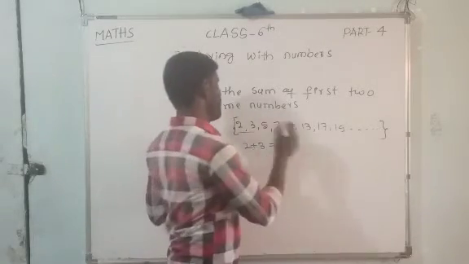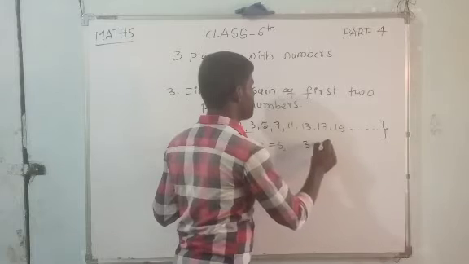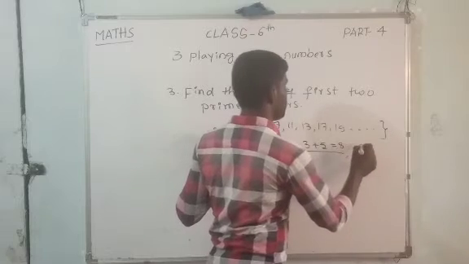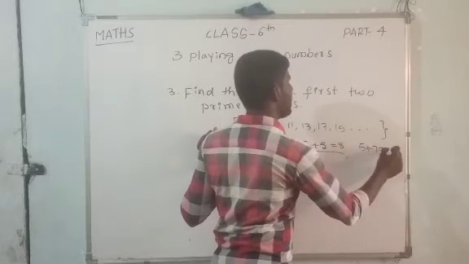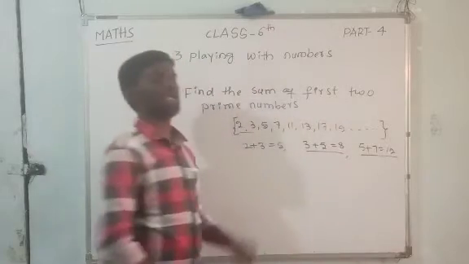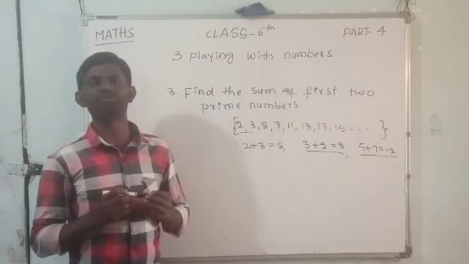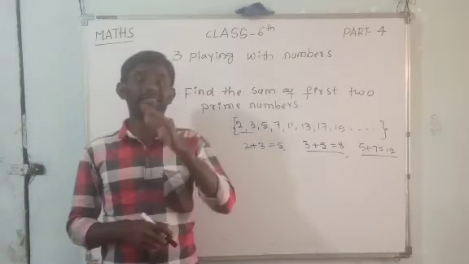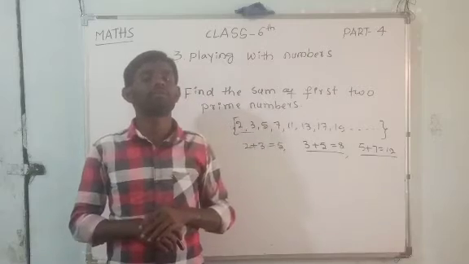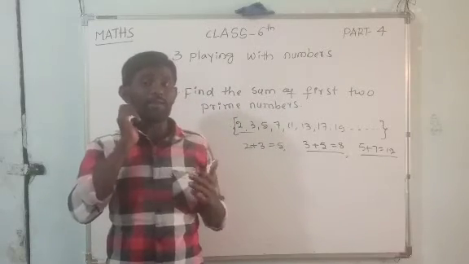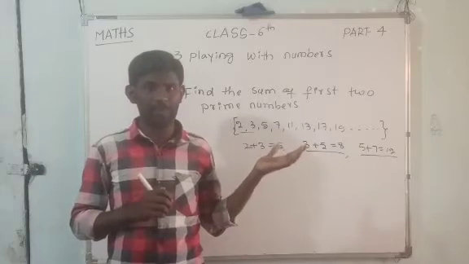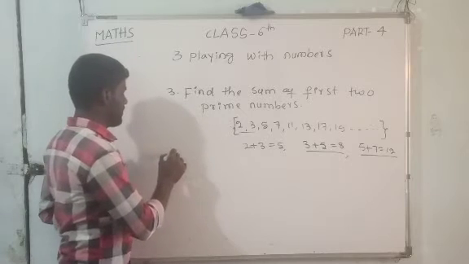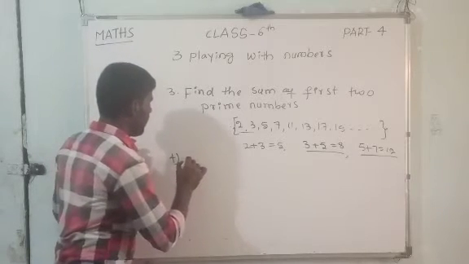Then let us take one more. 3 plus 5 is 8. Then take the next, 5 plus 7, that equals 12. Yes, with this we can conclude that the sum of any two prime numbers is not always even. In some cases maybe it will be applicable, not for all numbers. Let us go to example 4, dear children.